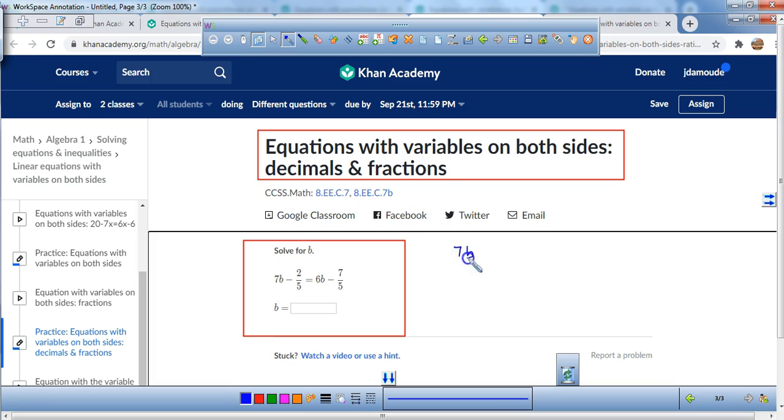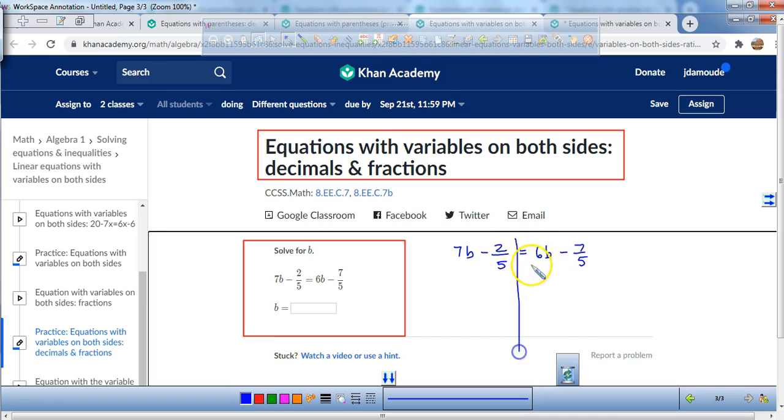So we have 7b minus 2/5 equals 6b minus 7/5. So please do not freak out just because they're fractions. We're doing the same process, they're just different numbers. So what's the first step? Can we combine like terms? Can I combine these? Nope. Can I combine these? Nope. So now we need to move all the variables to one side. Well, where's there the most b's? I see 6b's here. I see 7b's here.